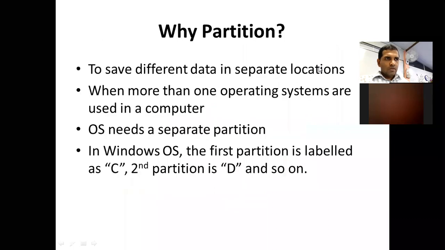Why partitioning? What is the reason for performing partition? There may be many reasons, or not actually many, but there may be a few reasons. I have taken three major reasons for partition. The first one: take a look at your table or something. Assume that you have a table which has drawers, right?